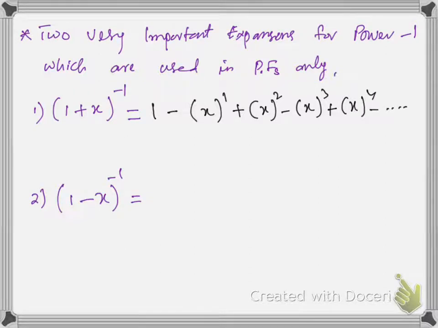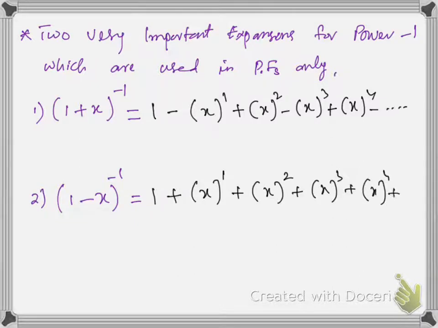Whereas we will use positive signs. All signs must be positive in the second expansion: 1 + x + x² + x³ + x⁴ and so on. These two results can easily be proved through the binomial theorem.